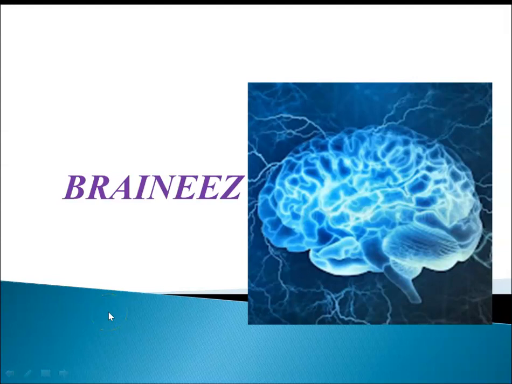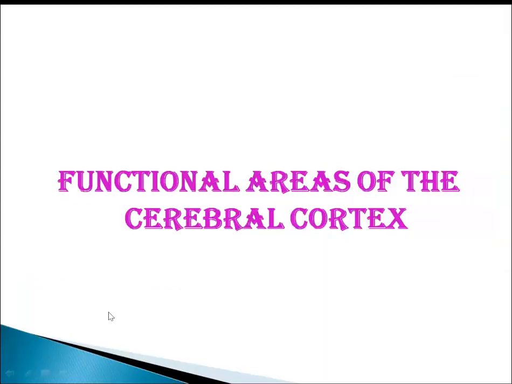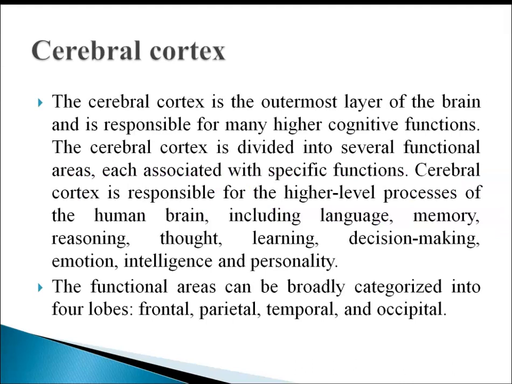Today we are going to discuss the topic: the functional areas of the cerebral cortex. The cerebral cortex is the outermost layer of the brain and it is responsible for many higher cognitive functions. It is divided into various functional areas and each and every one is associated with specific functions.